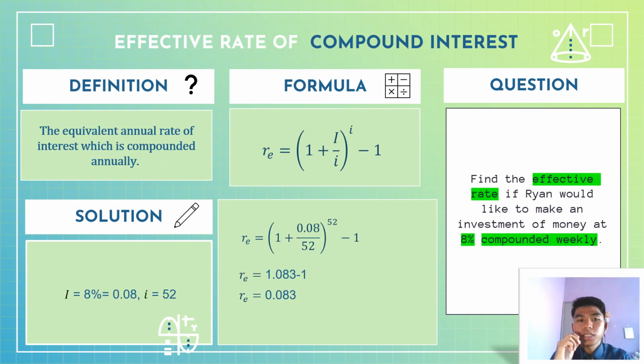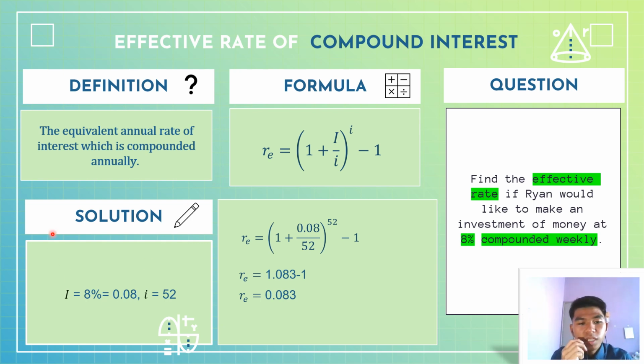So this is the effective rate of compound interest. The formula given is R equals (1 + capital I divided by i) to the power of i, minus 1. The question is, find the effective rate if Ryan would like to make an investment of money at 8% compounded weekly. So we know that weekly we must calculate 52 because it is weekly.